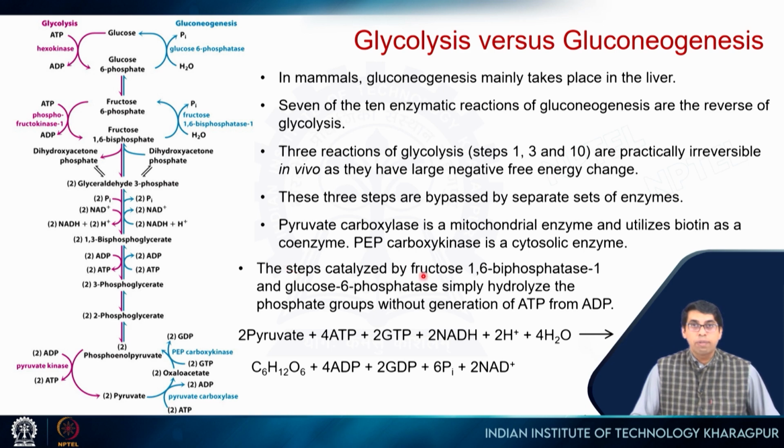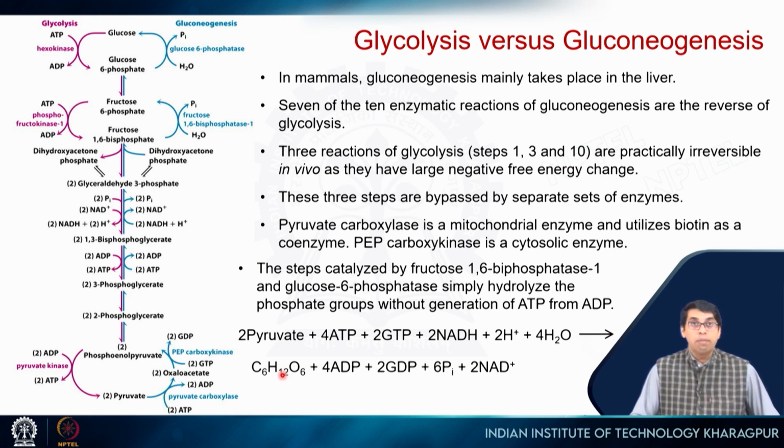The steps catalyzed by fructose 1,6-bisphosphatase 1, which is this, and glucose 6-phosphatase simply hydrolyze the phosphate groups without generation of ATP from ADP. So, no ATP generation is happening here, right. So, this will be the overall reaction. From 2 pyruvate molecules we produce 1 glucose molecule.